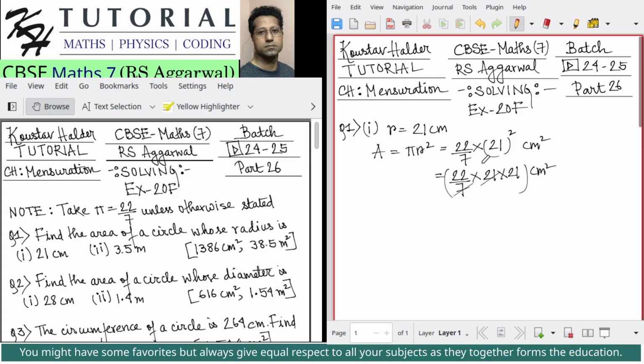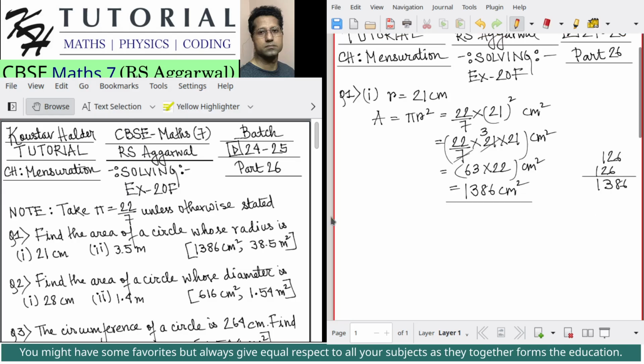7 cancels 21 with 3. So this is 63 multiplied by 22, this much centimeter square, which is equal to 126, and 126 is 1386. So this is 1386 centimeter square. So part 1, the area is 1386 centimeter square.